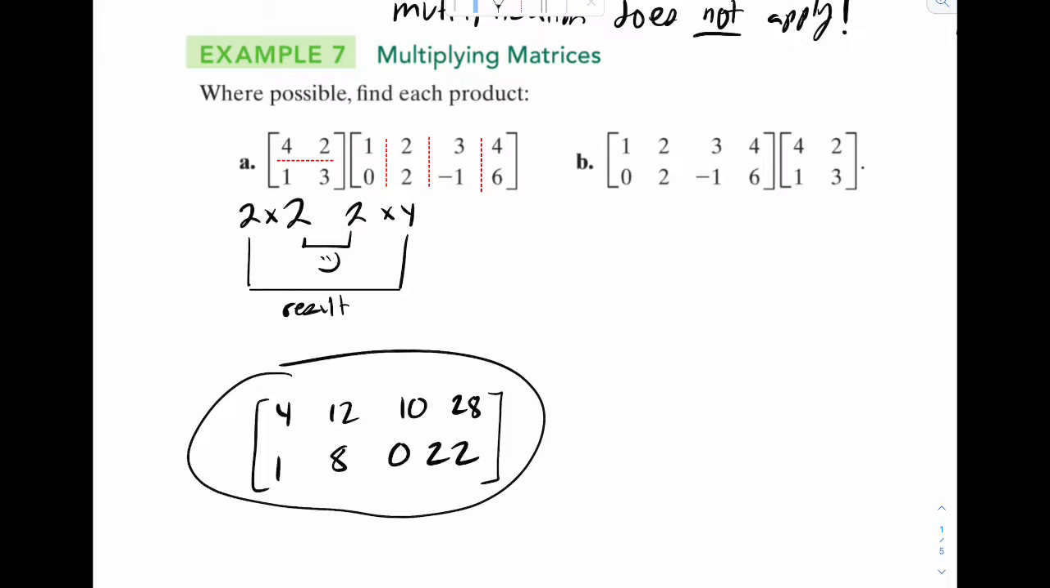Now for B, this is a 2 by 4 multiplied by a 2 by 2. So if you know that trick I showed you, you can see that these don't match, which means it's not even going to work. There's no answer here, not possible.